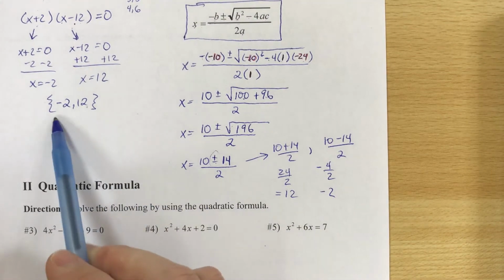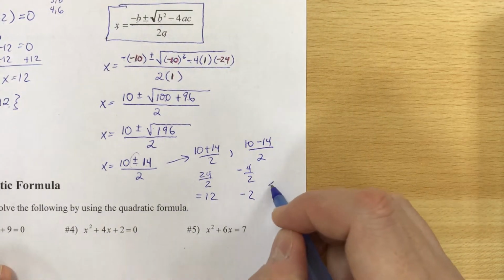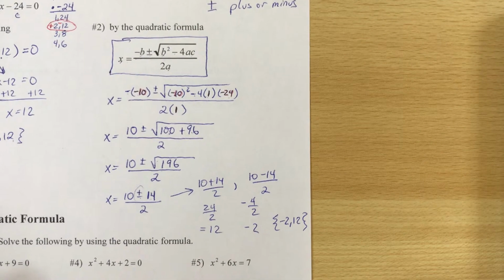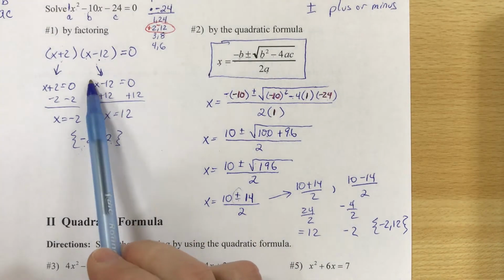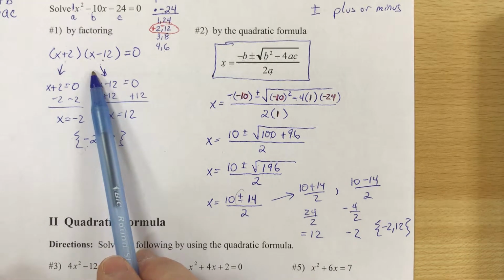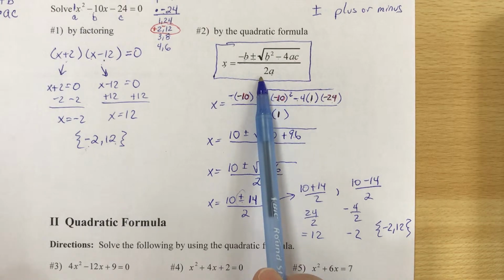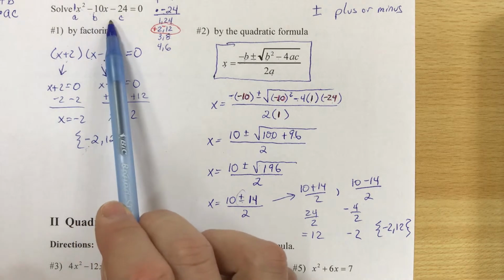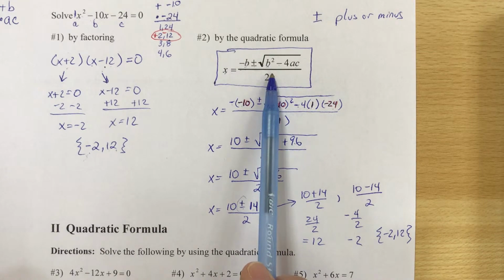And notice that that was the same answer that we got in the first problem. So we get the same solution, negative 2 comma 12, but we did it with a different method. And that is called the quadratic formula. Now, if you have a choice of factoring or quadratic formula, I'm always going to choose factoring. I think it's easier and I think it's shorter. But the benefit to the quadratic formula is that it always works. Not every quadratic can be factored. And if it can't be factored, well, this can be used instead.